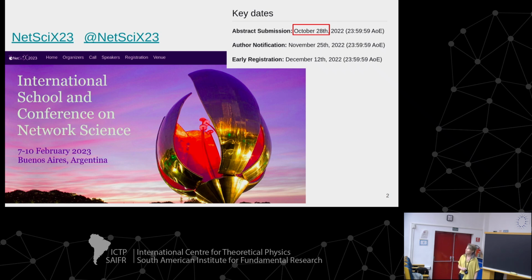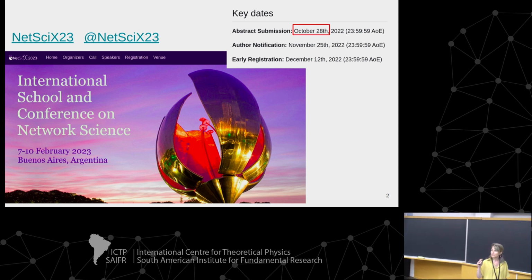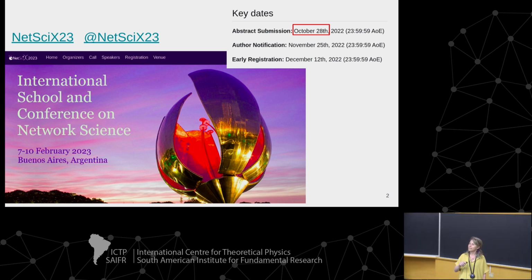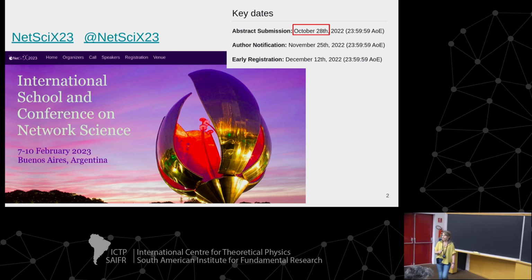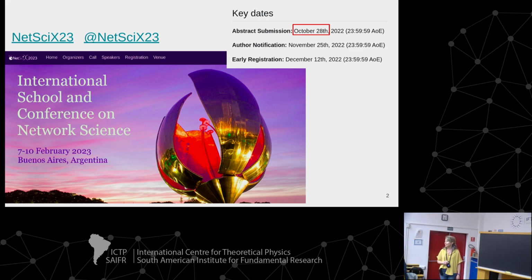This is a school and conference on networks that happens periodically every year, and it is the first time that it will take place in Latin America, in Buenos Aires. So I invite you to apply for it. Unfortunately, the deadline for application is very soon. It is on October 28th.